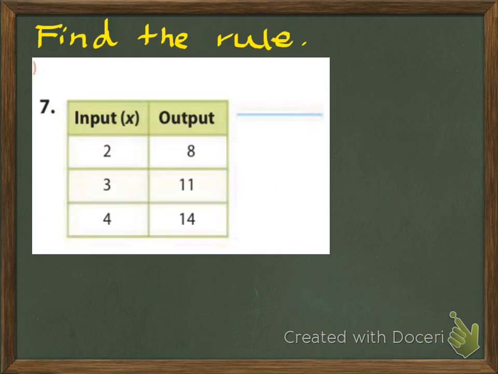All right, and number 7, we're finding the rule still. So let's go ahead and take a look. To get from 2 to 8, I can add 6. But if I add 6 here to 3, I should have 9. So we know it's not going to be add 6. So I'm going to go ahead and erase that.